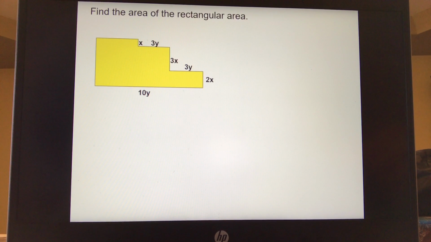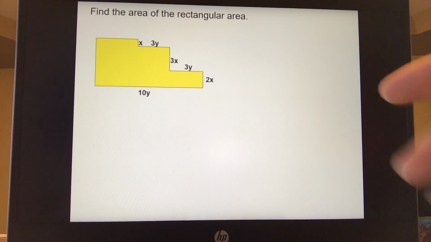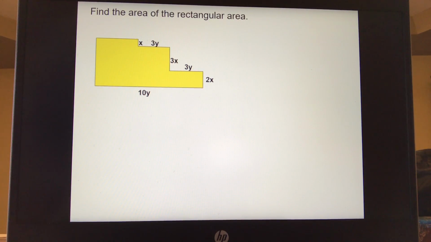There's your dimensions in terms of x and y. Your answer for this one is going to be in terms of x and y. So you're not going to solve for x, you're not going to solve for y. Your answer is going to have x's and y's in the area you find at the end. Good luck. Use the area addition postulate.